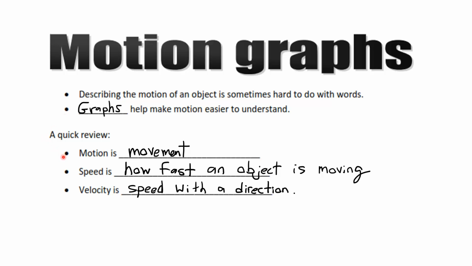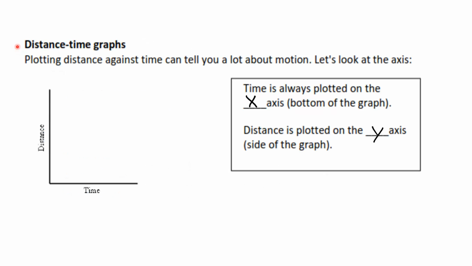Motion is basically movement. Speed is how fast an object is moving. And velocity is speed with a direction. Speed is a scalar quantity. Velocity is a vector quantity. So we'll start with distance-time graphs.